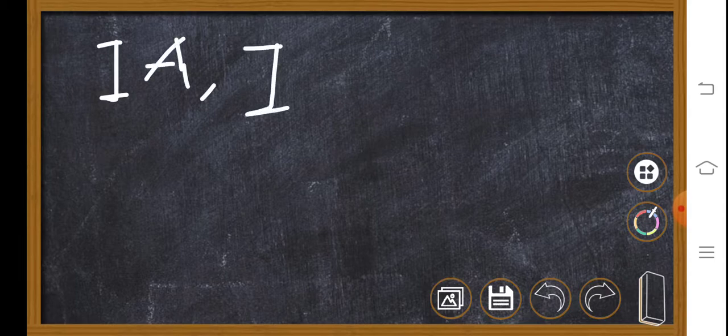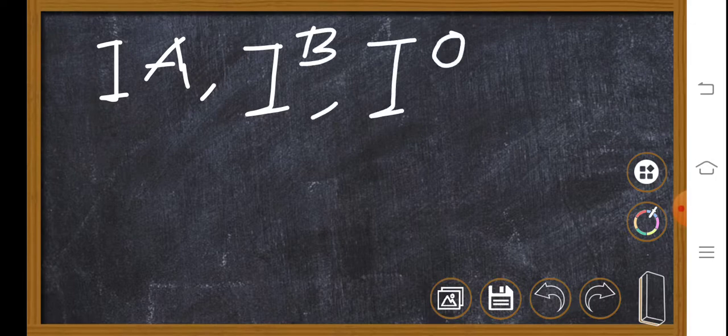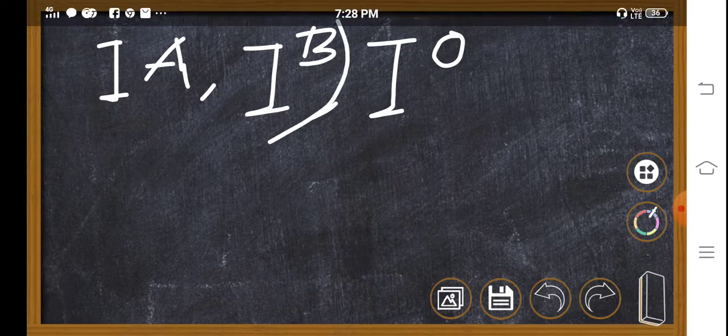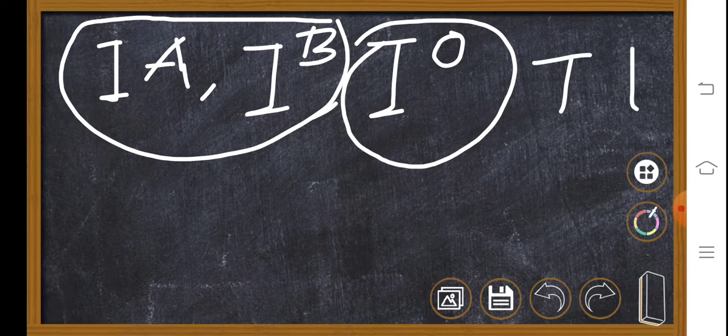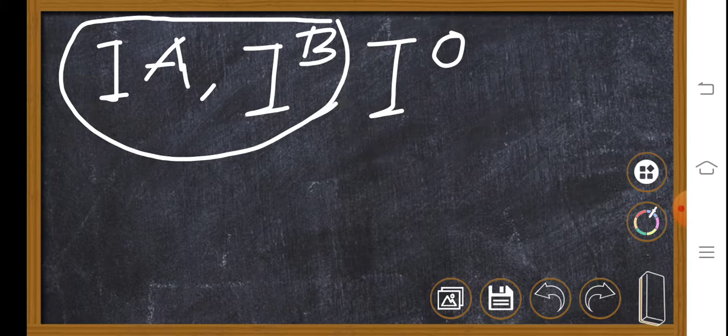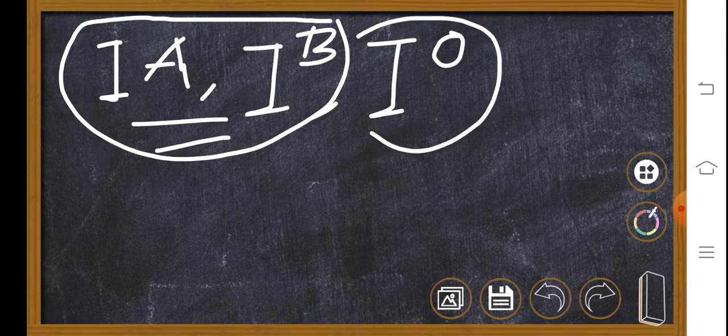Let us see, and again I write IA, IB, and IO. Out of these three, these two are dominant, and this one is recessive. Like you knew that capital T is dominant, small t is recessive. Capital Y is dominant for yellow color, small y is for green color, it is recessive. You have done all these examples previously. Now, out of these three, these two are dominant and this one is recessive.